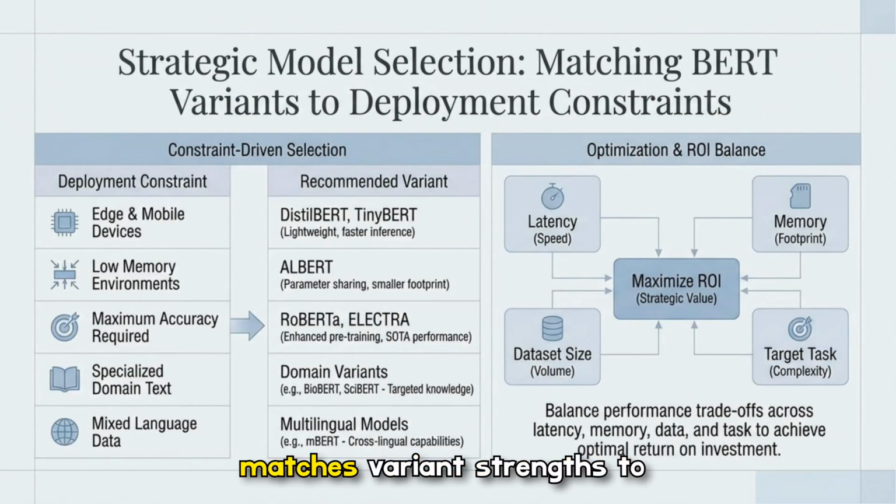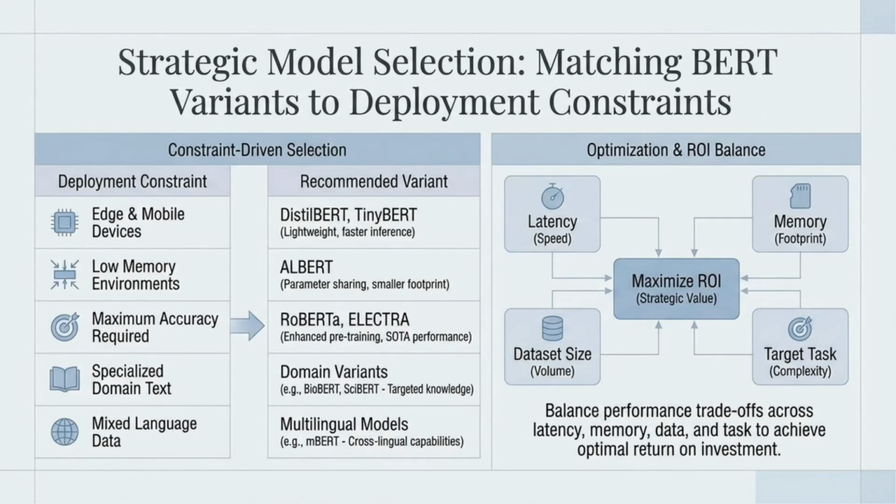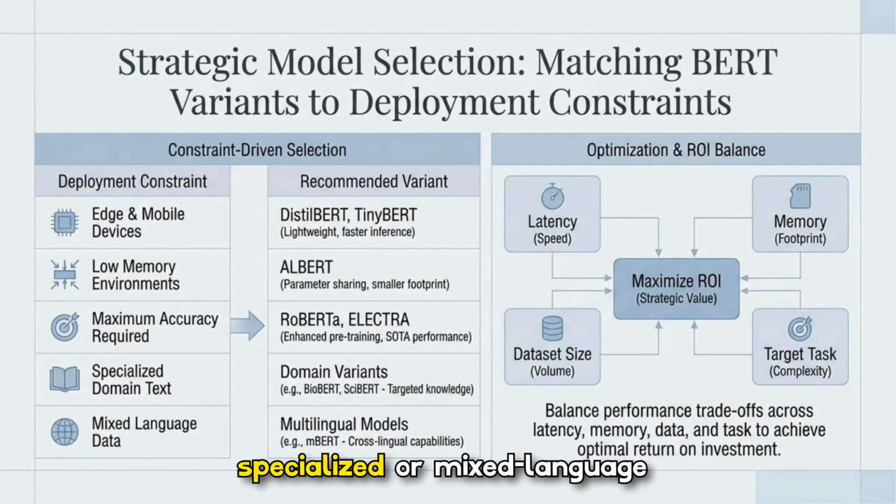Strategic model selection matches variant strengths to deployment constraints, recommending lightweight options like DistilBERT and TinyBERT for edge and mobile, ALBERT for low-memory environments, RoBERTa or ELECTRA when maximum accuracy matters, and domain or multilingual models for specialized or mixed language data. The emphasis is on balancing latency, memory, dataset size, and task complexity to maximize return on investment for a given application.